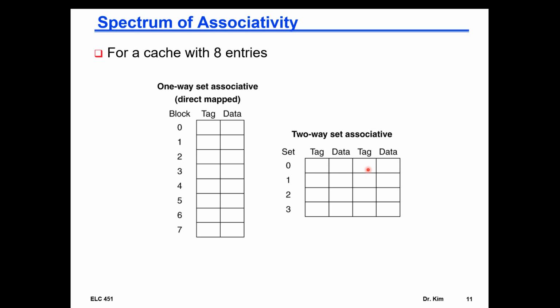It's not more expensive when it comes to storage, it's just more expensive when it comes to the searches that you have to do. Because here, I just have to search one tag, but here I'm going to have to search 2 tags in parallel, because a block could be in this set or in this set.